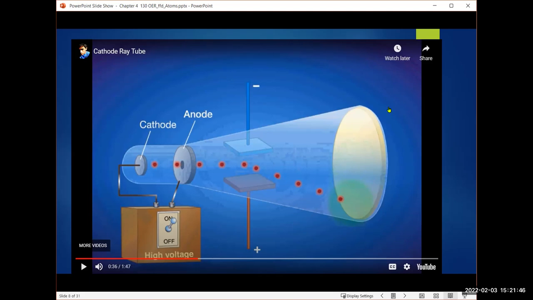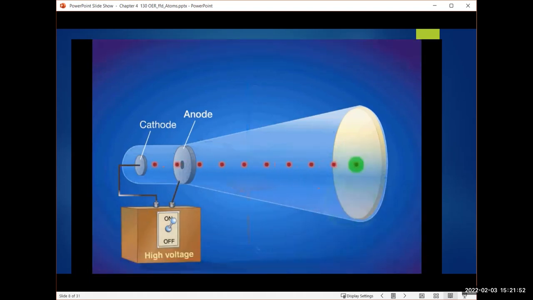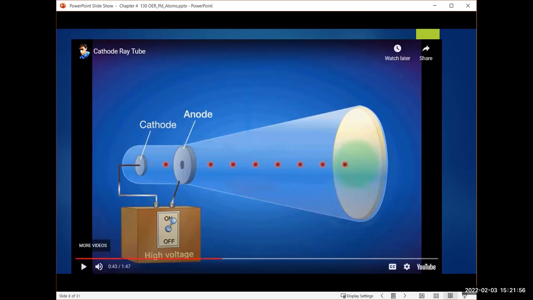So it had a lot of implications. That's the part: why is it negative? Because of the plate. We knew the positive side and which direction the particle was being deflected. The negative is being attracted to the positive.